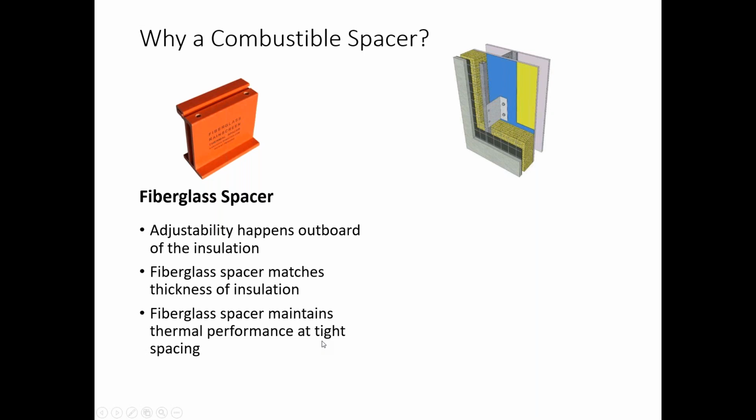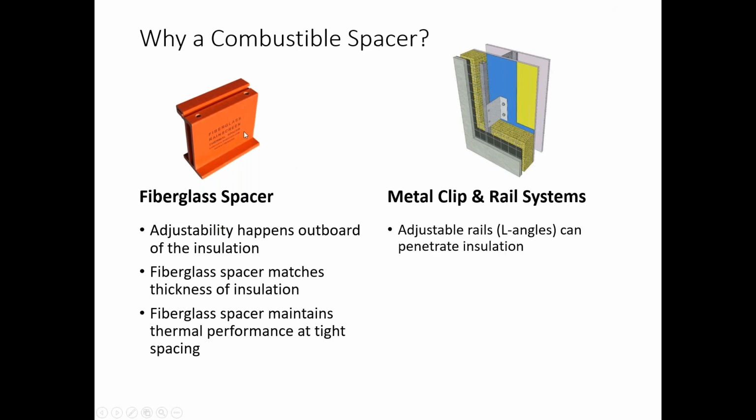Why a combustible spacer? Well, like I've said before, compared to metal, composites, fiberglass, plastic, rubber, whatever it is, offers an excellent reduction in the thermal bridging that is naturally going to occur in metal. So there's a variety of these types of products, actually, these cladding support brackets and spacers on the market now. This one on the left, this fiberglass thermal spacer, this is Cascadia's product. It was one of the first in the industry.